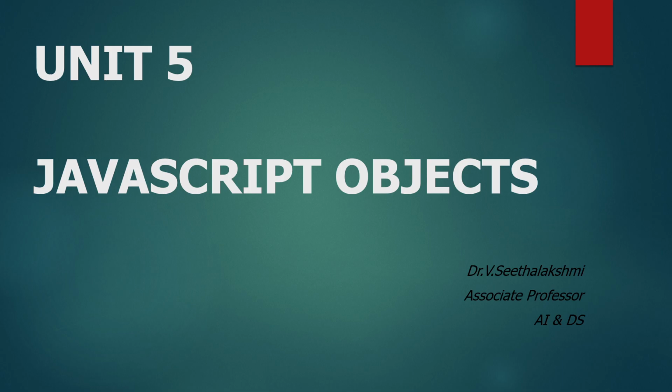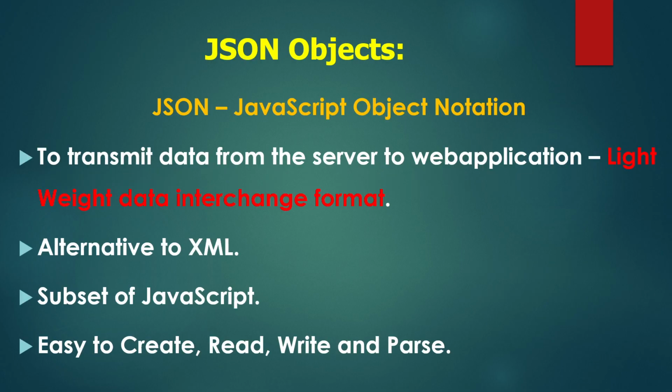Dear students, now we are going to discuss Unit 5, which is JavaScript objects. JavaScript object is nothing but JavaScript Object Notation. We use JSON to transmit data from the server to a web application. It provides a lightweight data interchange format, and it is also an alternative to the XML language, and it is a subset of JavaScript. We can easily create, read, write and parse using JSON.